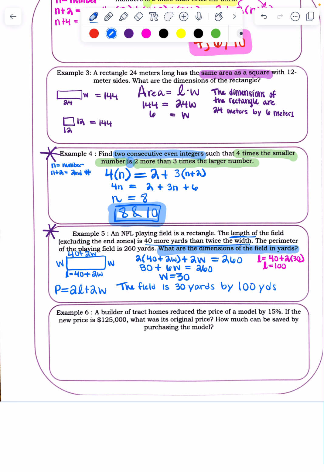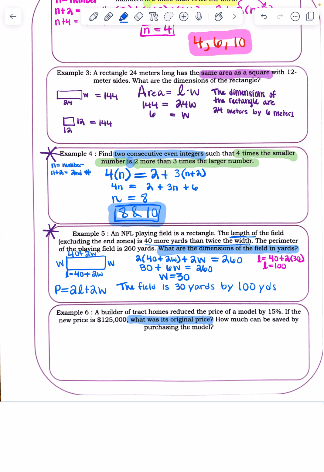So a builder of tract homes reduced the price of a model by 15%. If the new price is $125,000, what is its original price? How much can be saved by purchasing the model? Well, most of these questions are going to be in order of where you should solve. So the first thing we need to solve is what is the original price.